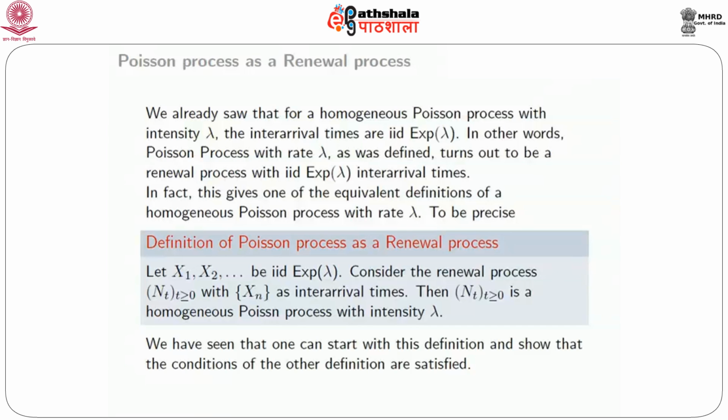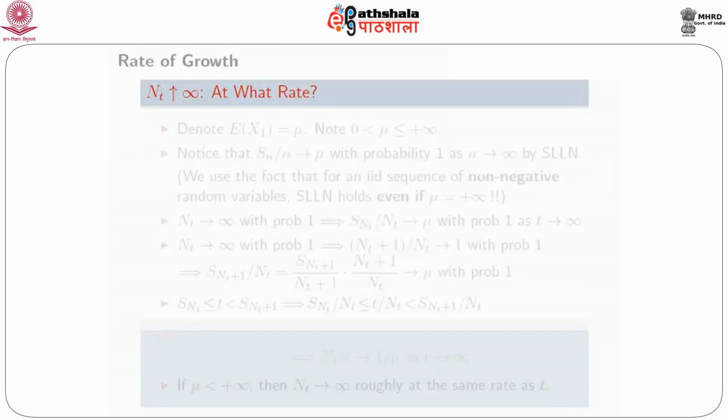To be precise, this is the definition of Poisson process as a renewal process. Let X1, X2, etc. be IID exponential lambda. Consider the renewal process N t, t greater than 0, with Xn as interarrival times. Then N t is a homogeneous Poisson process with intensity lambda. Now this is nothing new, we have already seen it. We have seen that one can start with this definition and show that the conditions of the other definition are satisfied. So this is just to point out that the Poisson process, which we have already studied, is a special case of a renewal process. Okay, let's quickly look at a few basic things about renewal processes before we move on, in the next module, to a little more detailed analysis.